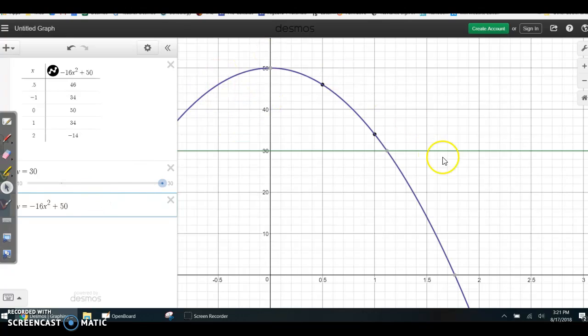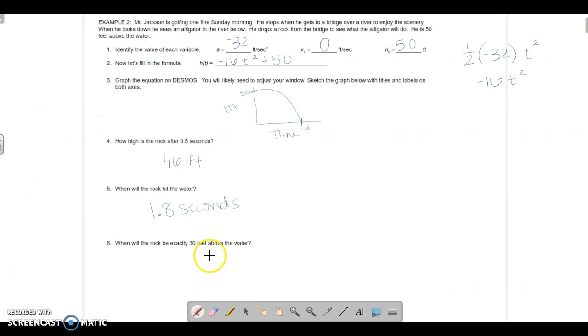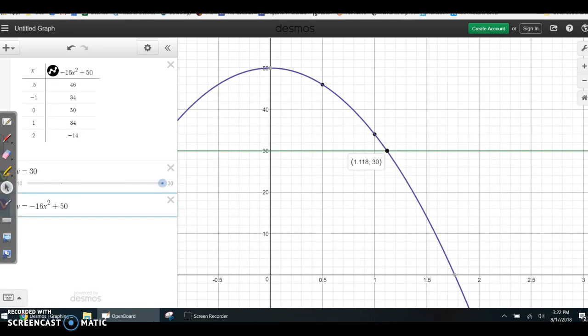So we have it again, and now that the actual equation is graphed versus just the table format, look, it gives me that intersection point. So I can see right there that at 1.118 seconds, that rock is going to be 30 feet in the air. That's the intersection of my parabola and my horizontal line at y equals 30. So about 1.1 seconds, that rock will be 30 feet up in the air. So if Desmos is ever funky, just try to type the equation in again, and that should work out for you. But go ahead and do the practice, and hopefully you feel pretty comfortable with Desmos for projectile motion.